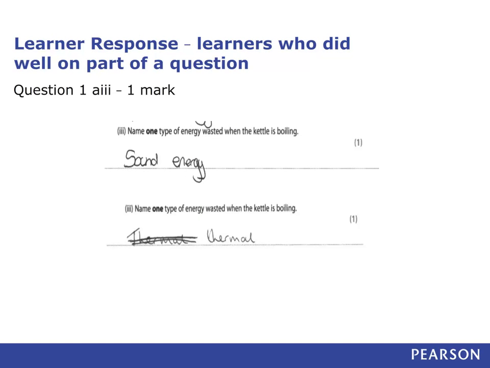The first section of this paper was physics-based. Question 1 focused on types of energy. Learners performed well in the first 2 parts of Question 1A, being able to name electrical energy as the type of energy that powered the kettle, and then being able to name the useful energy produced by the boiling kettle. In Question 1A, Part 3, however, only some learners were able to name a type of energy wasted when the kettle is boiling as thermal, heat, or sound energy.